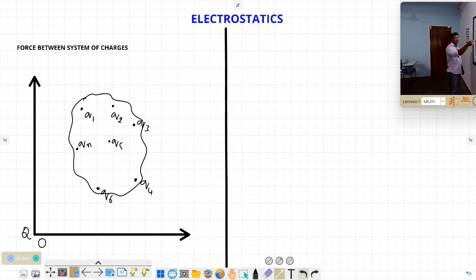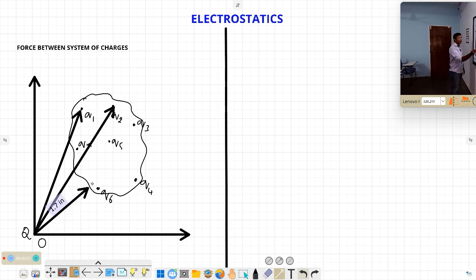We have many charges here. Q1 is a charge, and capital Q is another charge. Capital Q and Q1 are separated by a certain distance, which I can take as r1. Similarly, the second charge Q2 is also at a distance from the origin, that means capital Q, which we can take as r2. Similarly for Q3. Like this, we can take the vector positions of Q1, Q2, Q3 for all the charges. So these are the positions of the charges from the capital Q.